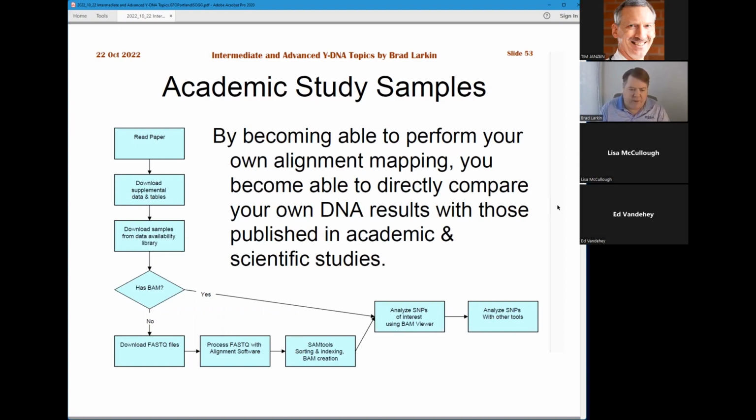Read the research paper, download the supplemental data and tables, download the raw data, the BAM files from the library, which is going to be probably one of the archives I had on the previous slide. If they have a BAM file, then great. You can take that in a BAM viewer, compare it directly to your BAM file from STDNA or YSeq, and you can also use other tools. If they didn't produce BAM files, though, you're going to need to download the FASTQ files, run a software alignment, use SAMtools to do sorting and indexing to create your BAM file, and then you can directly compare.